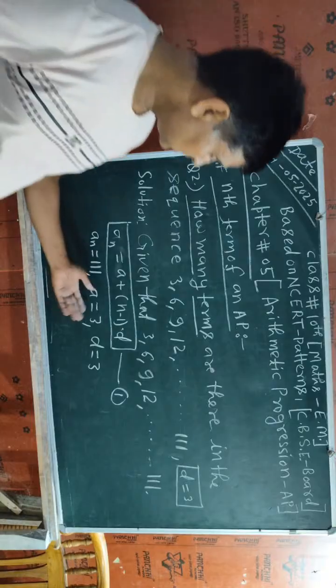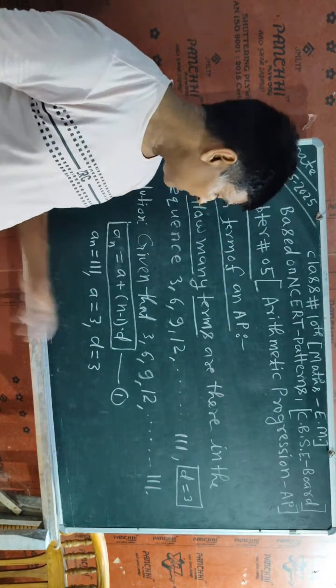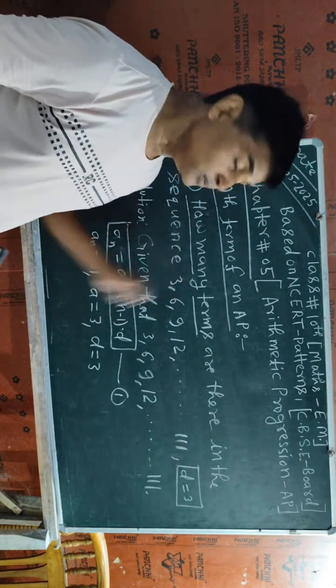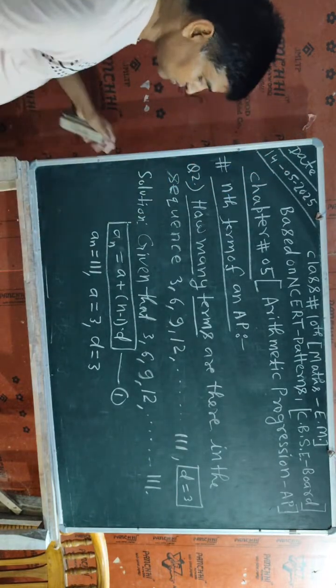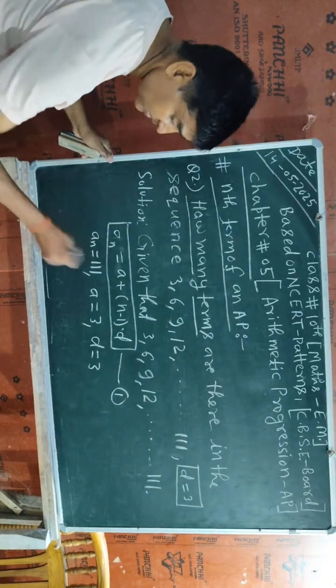So I will put this value after putting this value, and then I will simplify. After that I will get the value of n, and that value of n is demanded in the question. Okay, student. So I will write here one statement, and that statement you have to use properly.